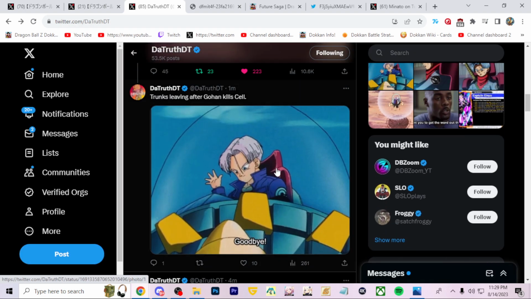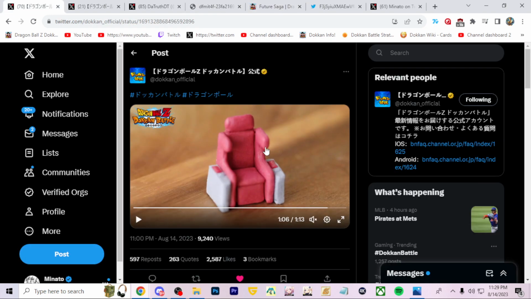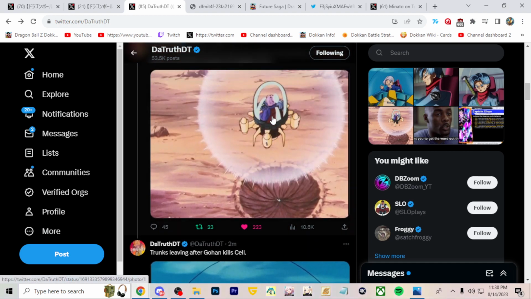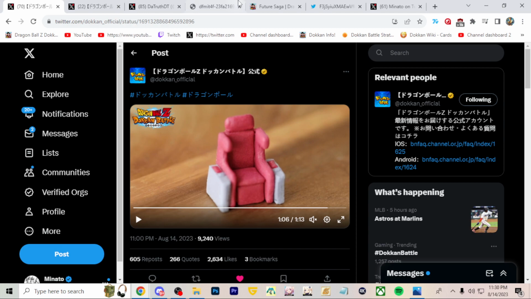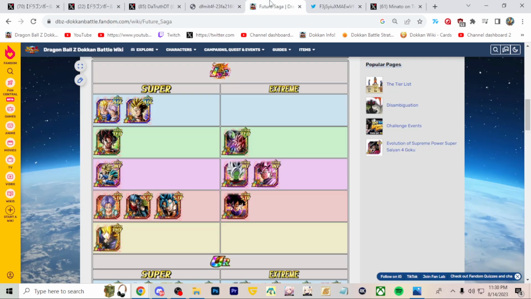We could take right here. Where is the seat again? Yeah, see, the seat right here has these at the top. I don't know if you can call them shoulder pads, but this part right here near the shoulders. See, the Dragon Ball Z one doesn't have that, the Super one does. Yeah, dude, this is Future Saga, Dragon Ball Super Future Saga, 100%.